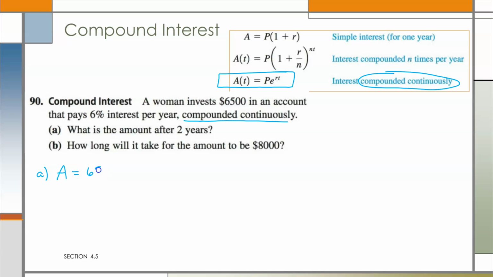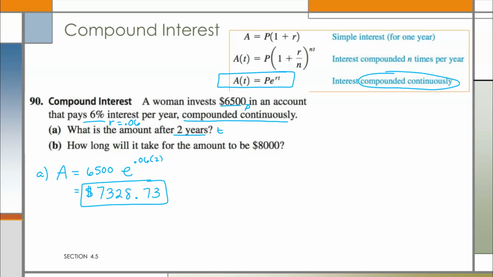We're investing $6,500. There's our P. Interest rate, remember that we always change that from percent to decimal. So e to the r, and then time 2. We'll get that put into our calculator. If we take 6,500 times e to the 0.06 times 2, that gives us money 7328.73.